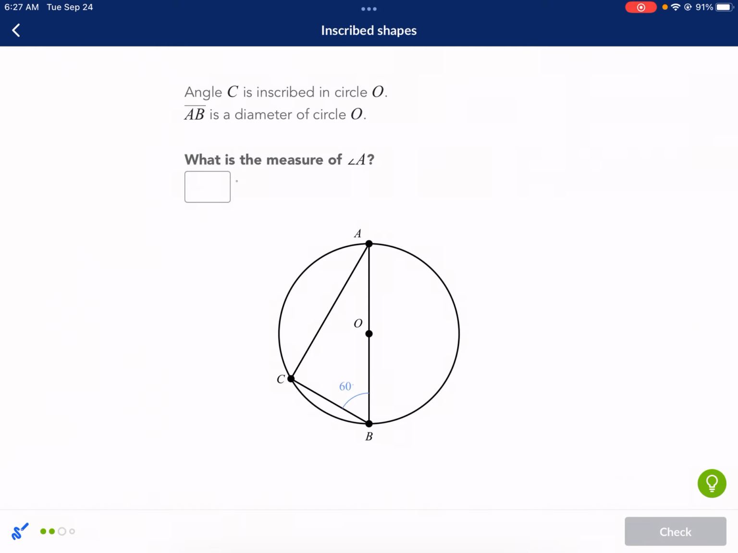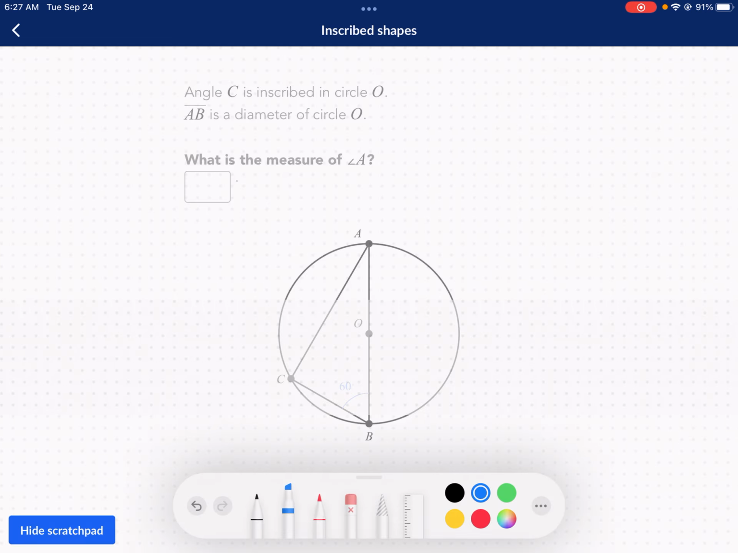All right, next question. So far, so great. Angle C is inscribed in circle O. Okay, AB is a diameter. Okay, diameter, that's important information. What is the measure of angle A? Okay, so a couple things to note. Number one, we want to find angle A. Let's identify what we want to find out. That's right here. Okay, so angle A, that's what we want to find out.